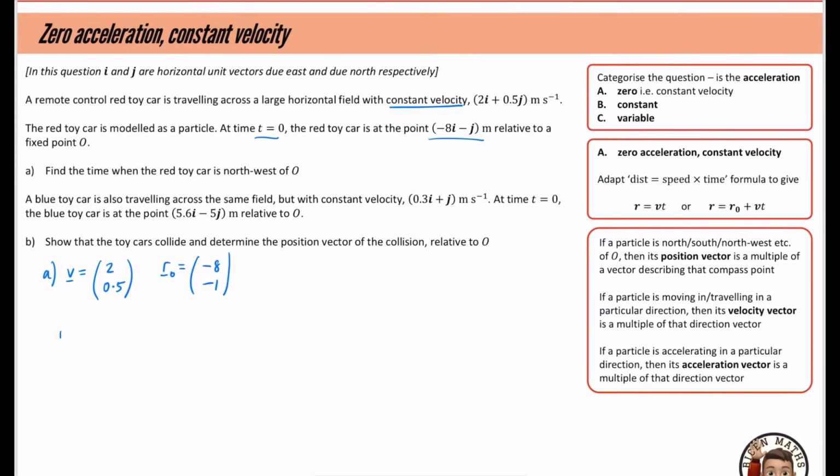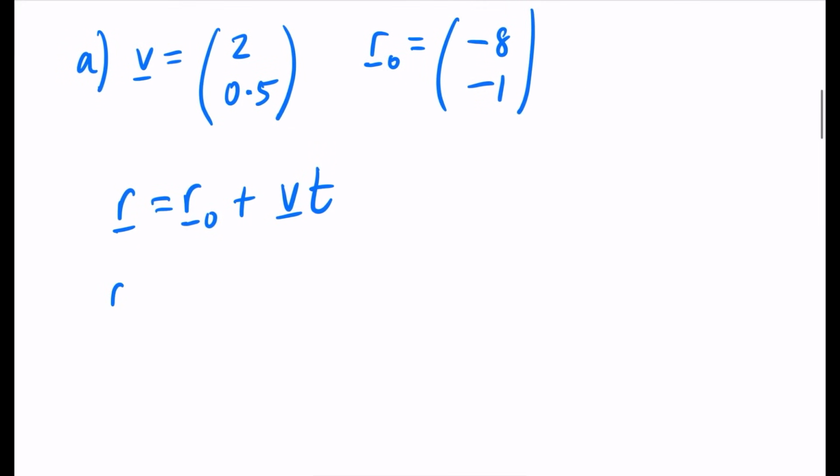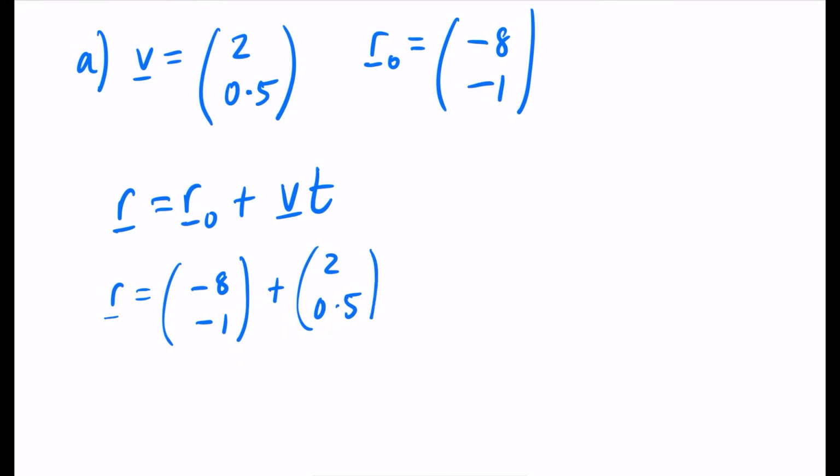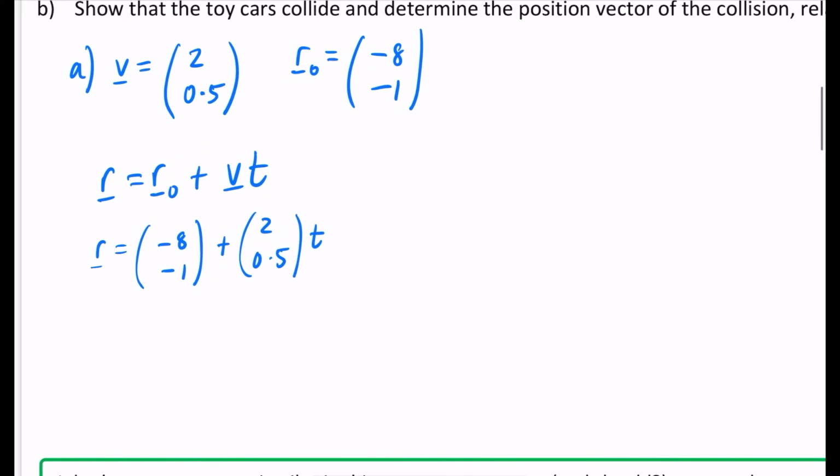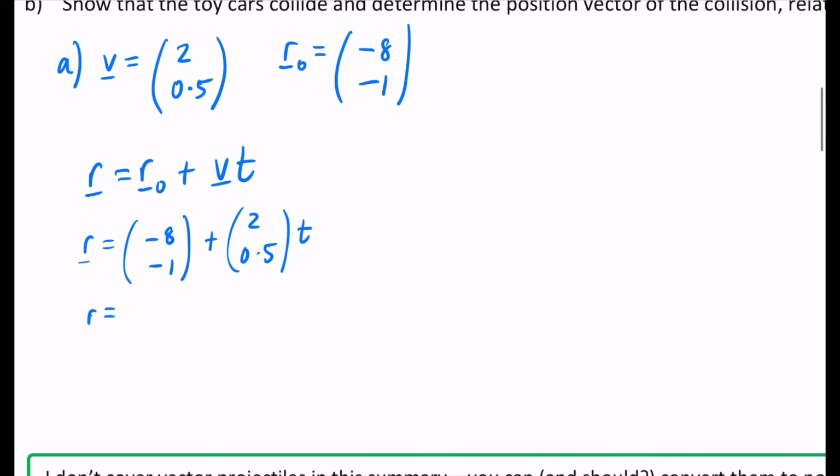We are going to say that r is equal to r0 plus the velocity multiplied by the time. So the position vector is its initial position, which is -8i minus j, plus the velocity, which is 2i plus 0.5j, multiplied by t. Now, I personally like to get this all combined into one single thing here, so that I have it as a -8 plus 2t and a -1 plus 0.5t. So we've got its position vector.